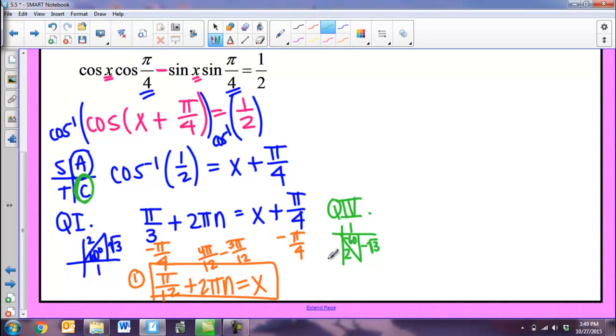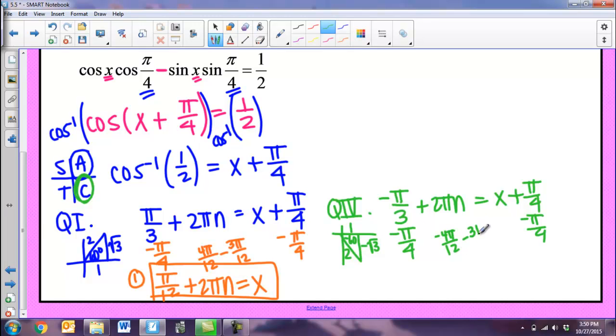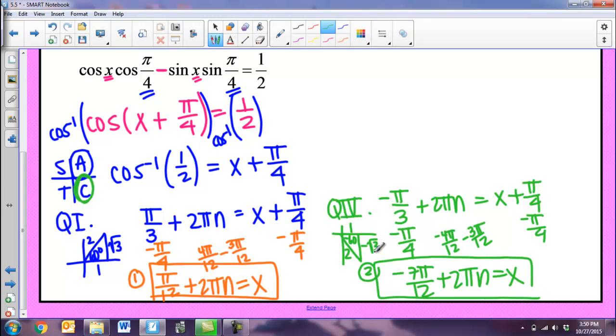Or if you went all the way around the circle, you could also use that one and use 5 pi over 3. Okay, so I'm just going to make that negative pi over 3 plus 2 pi n equals x plus pi over 4. Again, we got to subtract pi over 4 from both sides. Find that common denominator, and this one is going to be almost the same thing, negative 4 pi over 12 minus 3 pi over 12. And so that answer would then be negative 7 pi over 12 plus 2 pi n equals x. And so that's your second general solution.